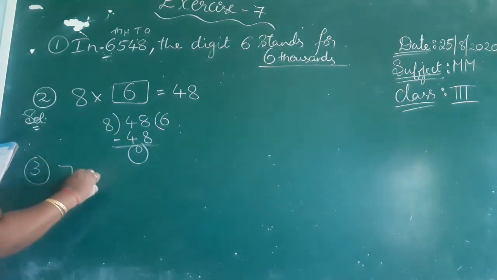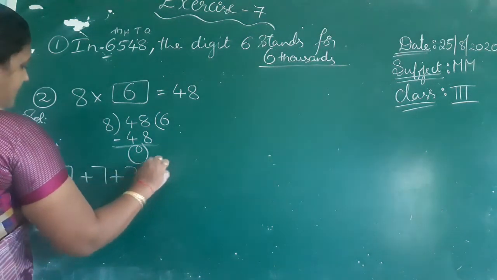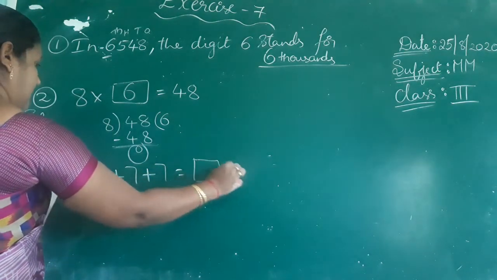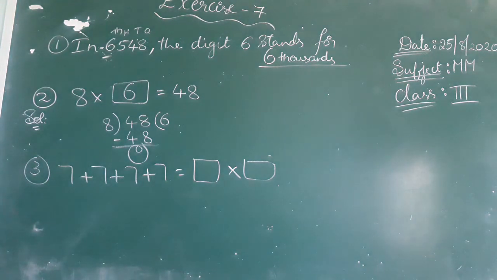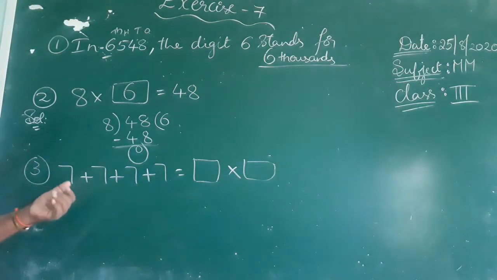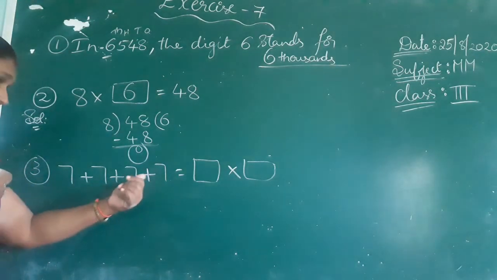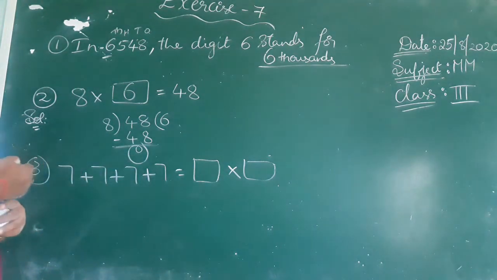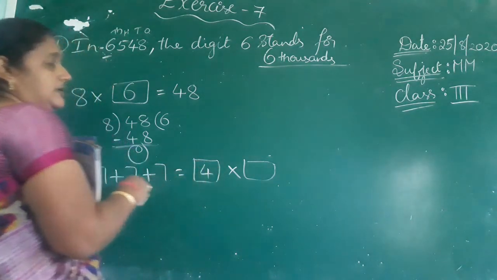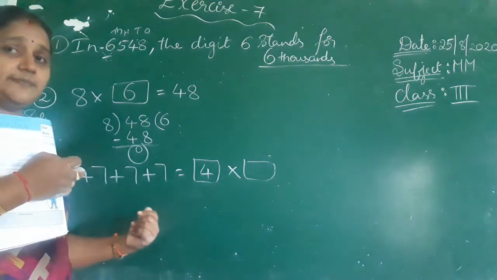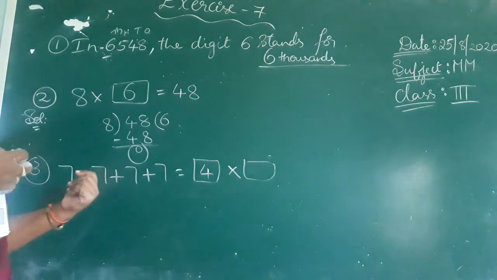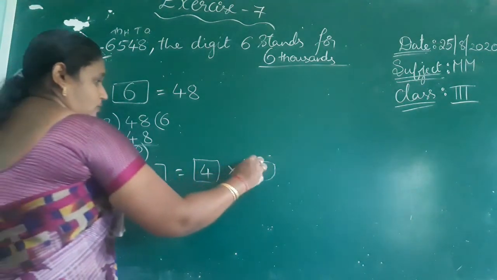7 plus 7 plus 7 plus 7 equal to blank into 7. Children, like the sums you learned in second class also, but here once we will revise it. See how many 7s were given in this question. 1, 2, 3, 4. 4 sevens were given. So write 4 in the first box. And what number we repeated 4 times? 7. So 4 into 7.